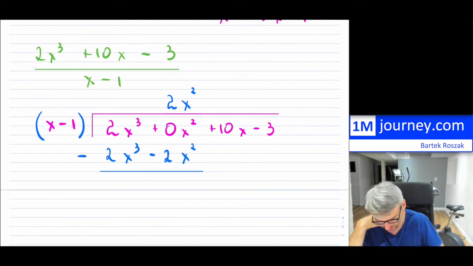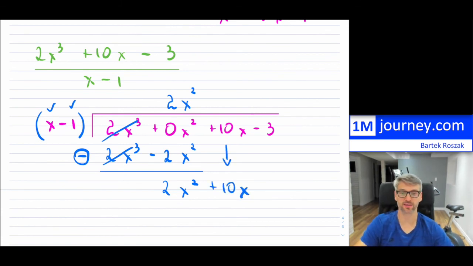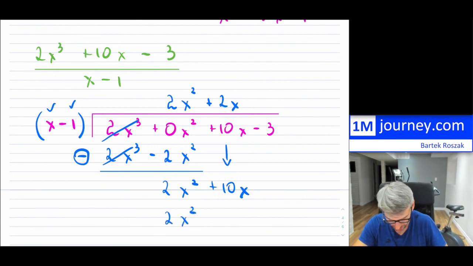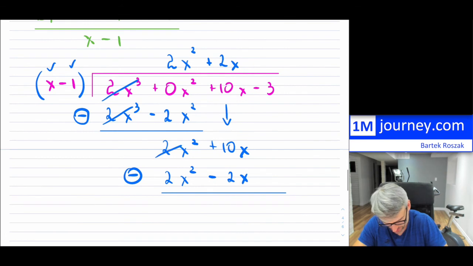All right, so that's subtraction. So that is gone. And now I'm going to get 2x squared left over here. Again, here I have two terms. I'm going to drop one of these. Now we can continue. What does that give us? So the next one is positive, so it's going to be plus, I guess, 2x right there. So that gives me 2x squared minus 2x. It's another one. Subtract. This is gone.